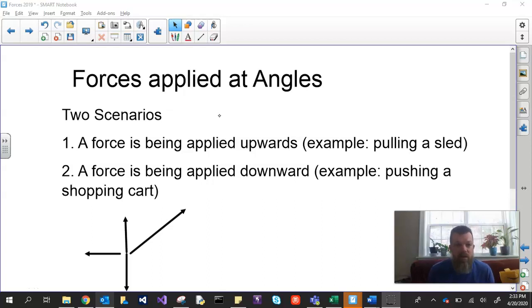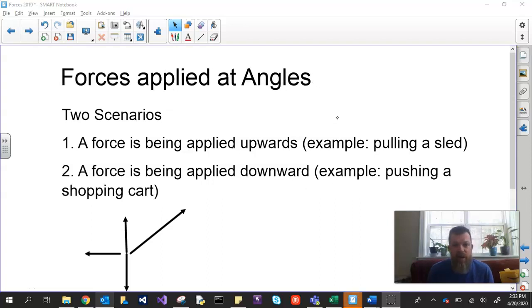Hi everyone, this is the first section of your next unit, which will be forces. So this is what happens when forces are applied at angles. If you remember grade 11 physics, we did everything going left or right or up or down, but that's not exactly how everything works in physics.